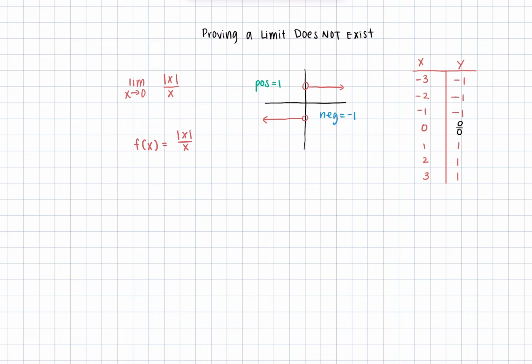So because these numbers are different, 1 does not equal -1, or vice versa, -1 does not equal 1. Therefore, this limit does not exist. We know that since the numbers are not equal, the limit does not exist. So how can I write this mathematically?